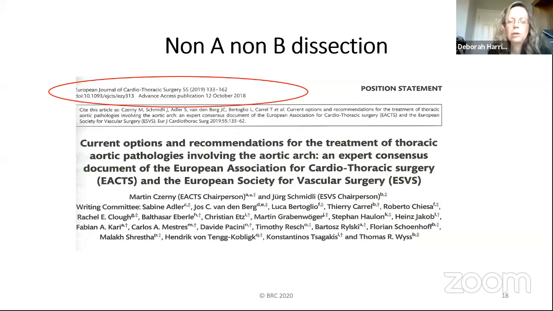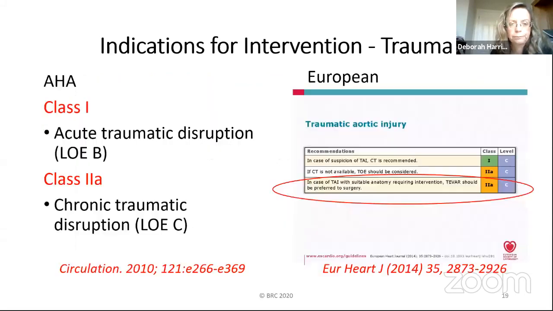It describes non-A, non-B dissection as a new entity really, and a separate entity from type A and type B. These are arch dissections that involve the arch proximal to the left subclavian, but distal to the innominate artery. They have been shown to have a worse prognosis than your standard uncomplicated type B dissection, but possibly not quite so bad as the type A dissection. And so the suggestion is that they are managed as an independent group, and that certainly the threshold for intervention should be lower than it is with the type B dissection.